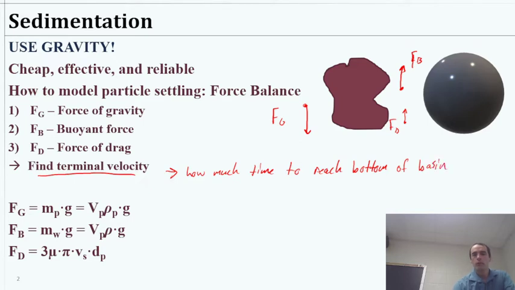Of whatever basin we're using. Okay, so we have then this force of gravity we can describe as mass times acceleration. This would be the mass of the particle, so mp times g, which is the acceleration due to gravity. We could rewrite that as, instead of just mass, we can put it in terms of other dimensions that we can actually more easily measure about the particle.